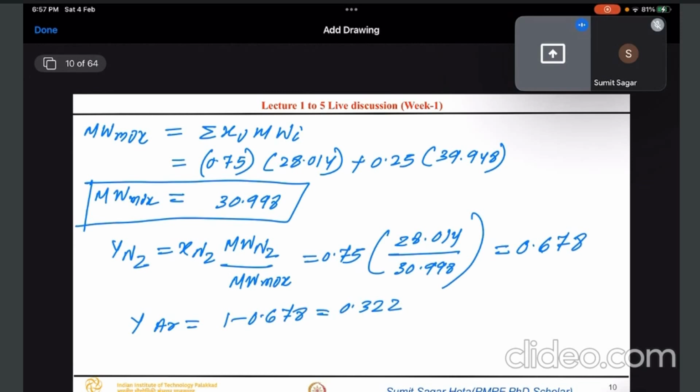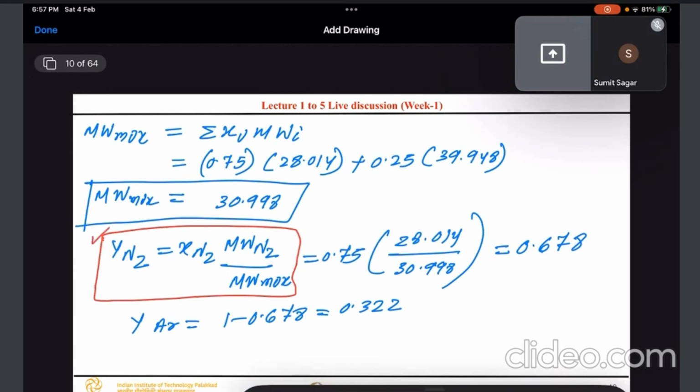Okay, this is the formula for Y of N2, and this relation was already solved in the class. What is the relation between Y of N2 and X of N2? Y of i equals X of i times molecular weight of i divided by molecular weight of the mixture. This is a very important formula, you should remember. Now, after completing this, we need to calculate N of N2 divided by V.